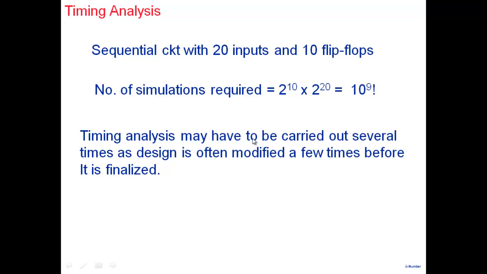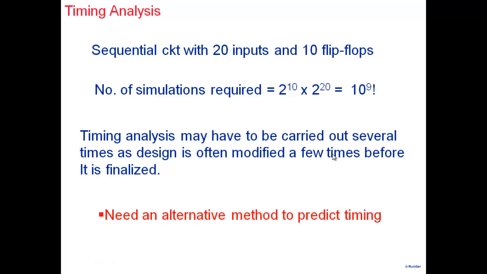Because you design something, you analyze it, and you find that your circuit does not meet the timing constraints. And therefore, you'll go ahead and modify something in your circuit and redo the timing analysis. Maybe again it doesn't work. Redo it again. So, several iterations may be required. It's not something that you do at once.